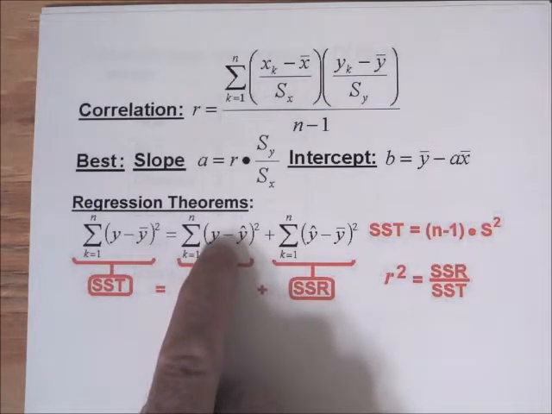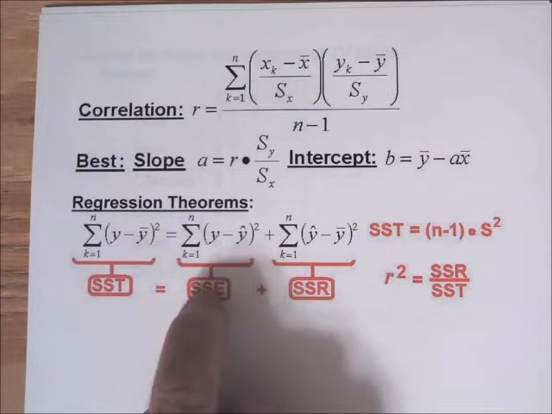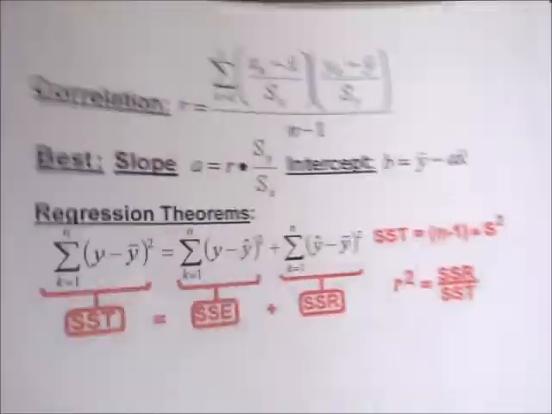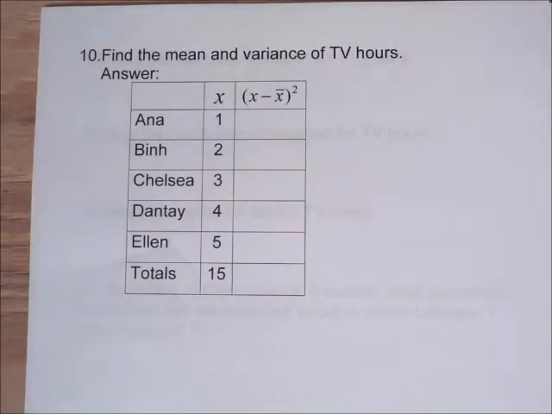The actual minus the predicted. So this is the sum of the... they're calling it sum of squared errors. It's sum of squared errors here, but those are the residuals. So I'll go over some examples.